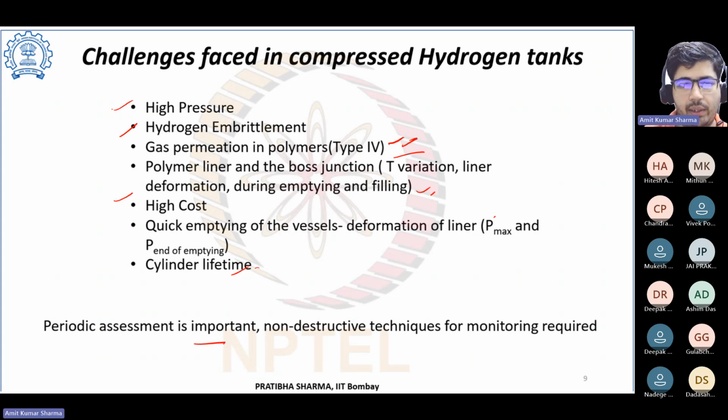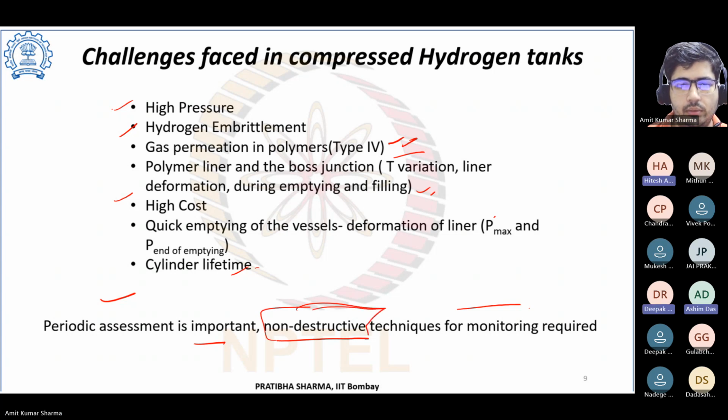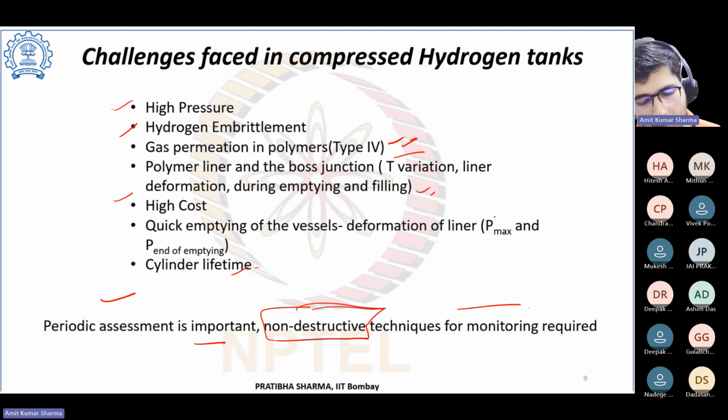So to have this assessment, we should have a non-destructive technique for monitoring required. What is this non-destructive technique? Anybody? What is the meaning of non-destructive testing? Means no damage to the tank. Yeah, no physical damage. There should be no physical alteration, testing directly on the material so that can damage the cylinder. So basically non-destructive.